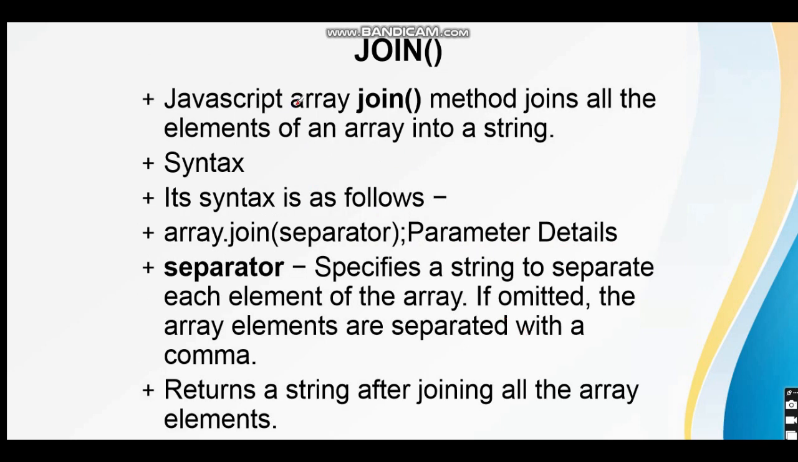Join. The JavaScript array join method joins all the elements of an array into a string. Its syntax is as follows: array.join and the separator. How are you going to join the elements of an array? So basically we need to provide this separator. Separator specifies a string to separate each element of the array. If omitted, the array elements are separated with a comma. Returns a string after joining all the array elements.